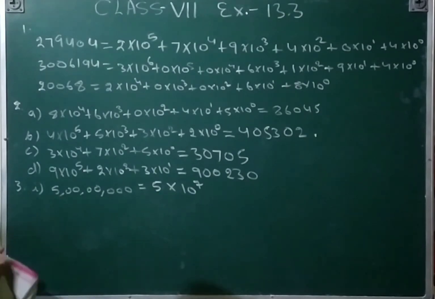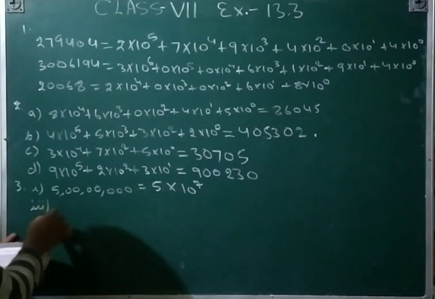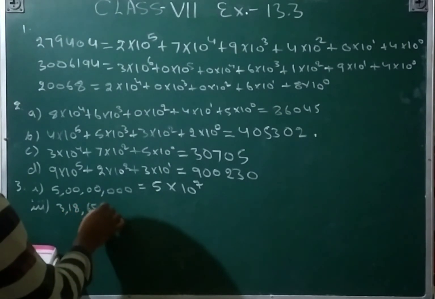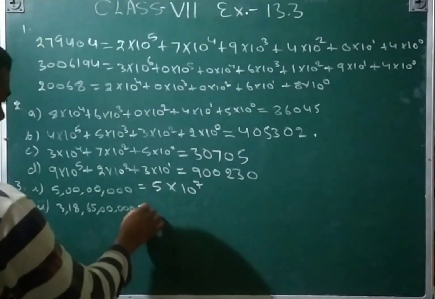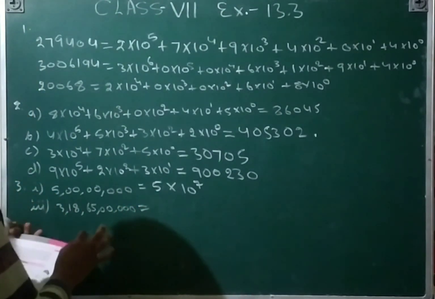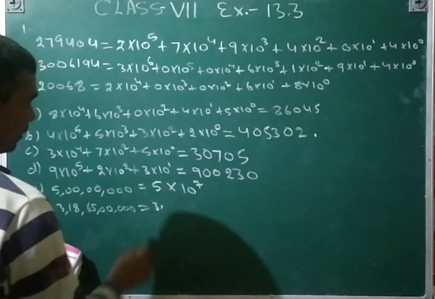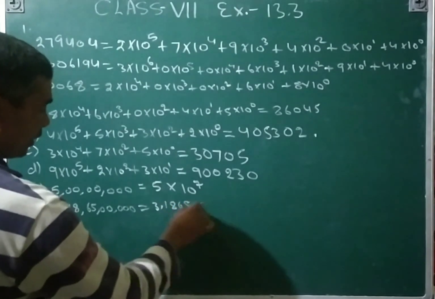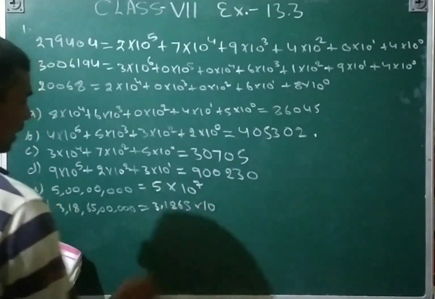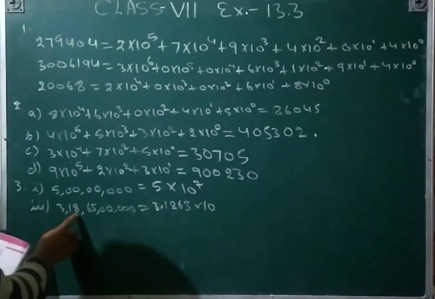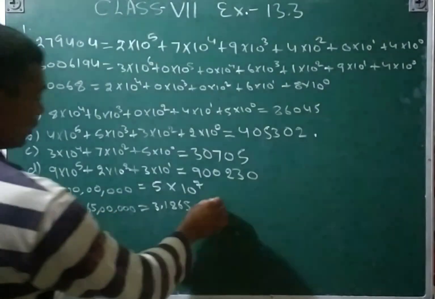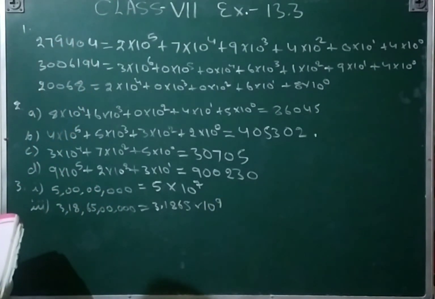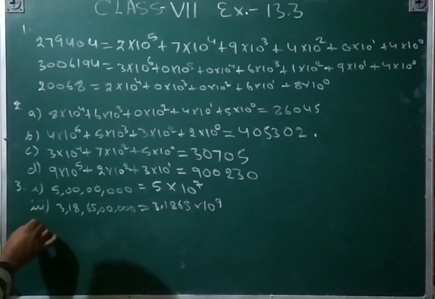And then third part, see that. 318650000 is equal to, I have already explained, before the decimal one natural number must be there. So 3 decimal 1 8 6 5 into 10. And then after 3, how many digits are there? 1, 2, 3, 4, 5, 6, 7, 8, 9. So here we will write the power 9. And then fourth one also, see that.